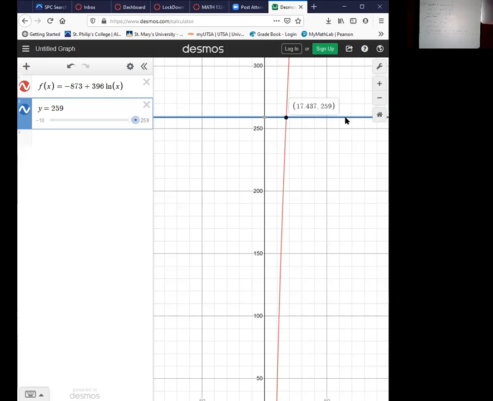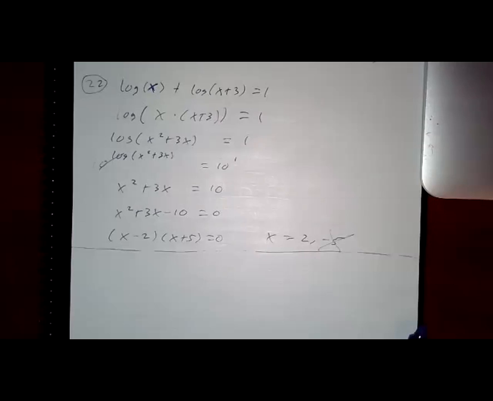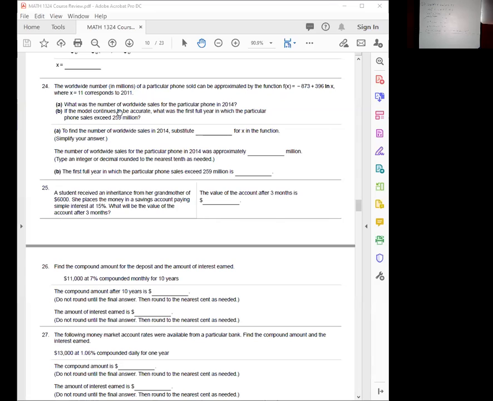Because it says, I think, it probably says round to the nearest year or something. Let's go back to that, 24. Yeah, what was the first full year? That's the key word. See, I didn't catch that at first. The first full year that they're beyond 259 is 2018, even though it happens in the middle of 2017. Does that make sense?